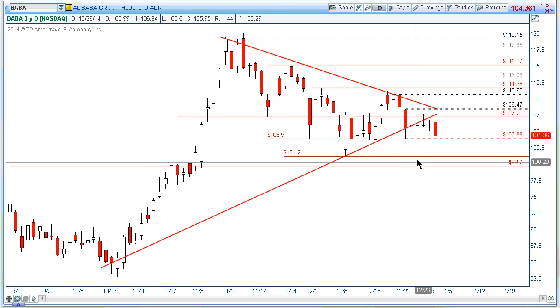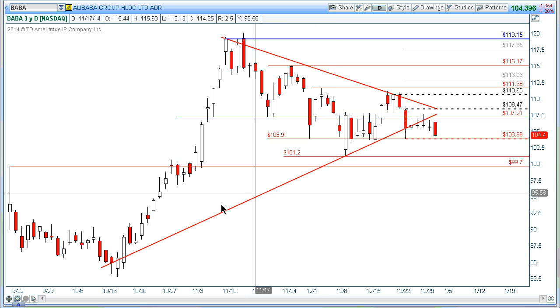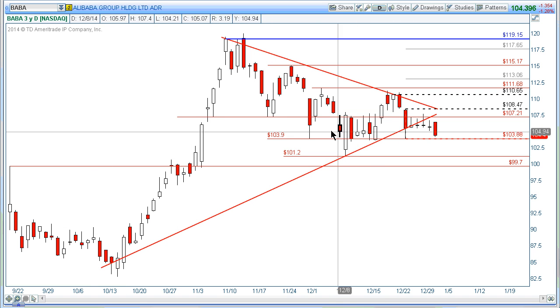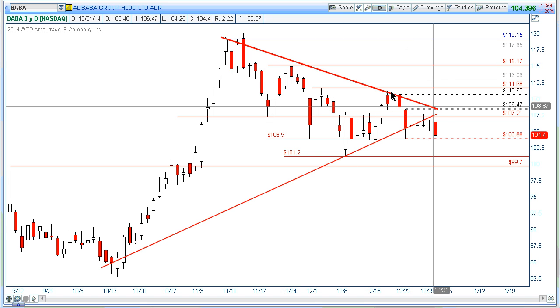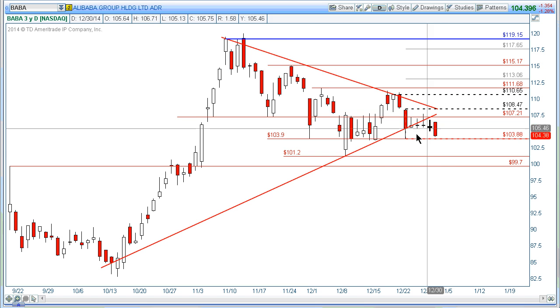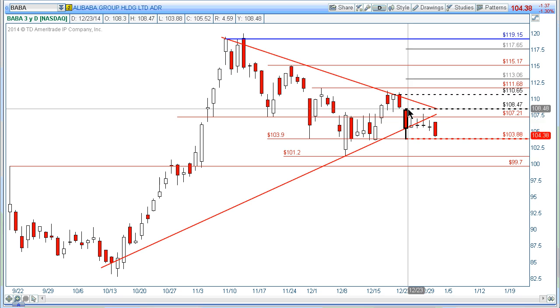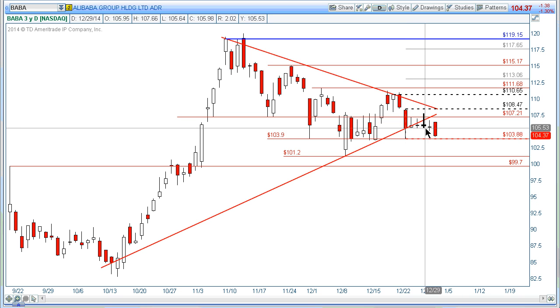Then the other one is BABA, Alibaba. We're also looking at this trend line here. It came down and bounced off this trend line and set up this declining trend line, so it's like a little triangle here. Then again, we're looking for this engulfing candle. It was coiling in there.